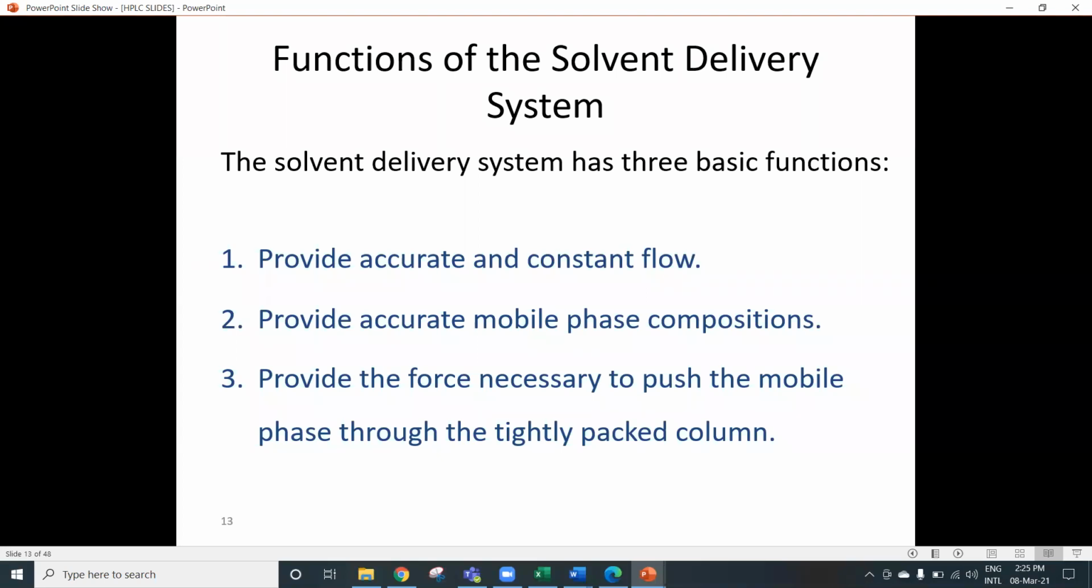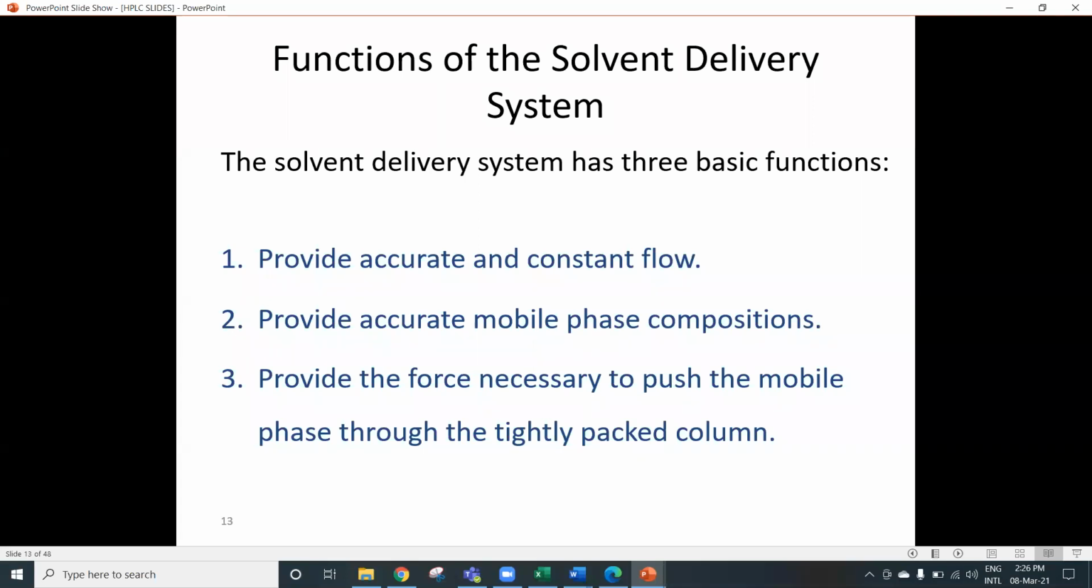So for you to maintain a constant flow rate, the solvent delivery system will be programmed such that the flow rate of your analysis will be maintained throughout. And also, the solvent delivery system helps to provide accurate mobile phase composition. We'll look at it later on. Sometimes you work with mixtures of mobile phase. You could say 50% acetonitrile, 50% water, and you want to maintain that composition throughout the run of your sample. The solvent delivery system will make this achievable.